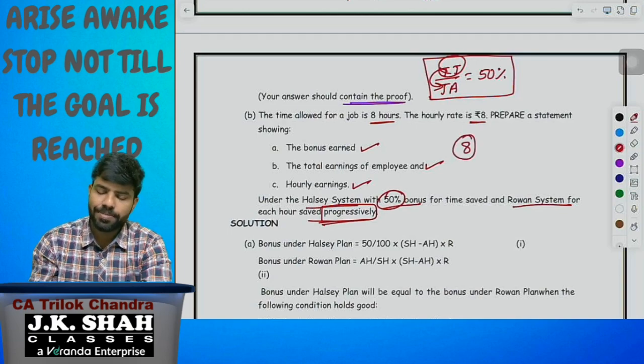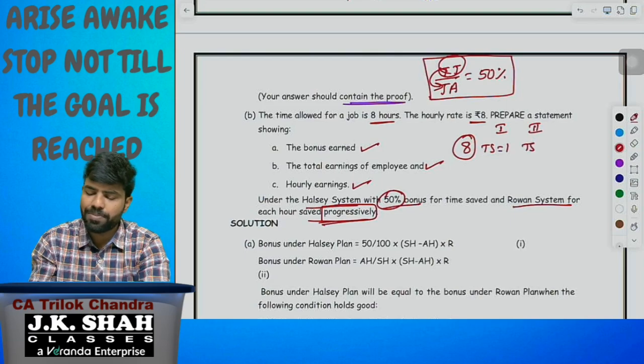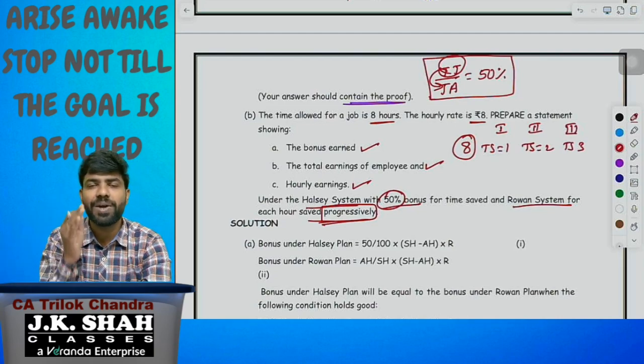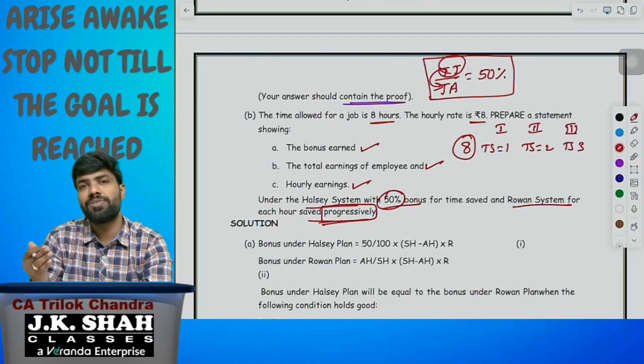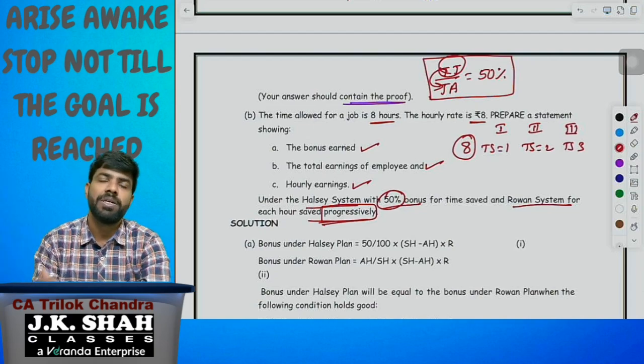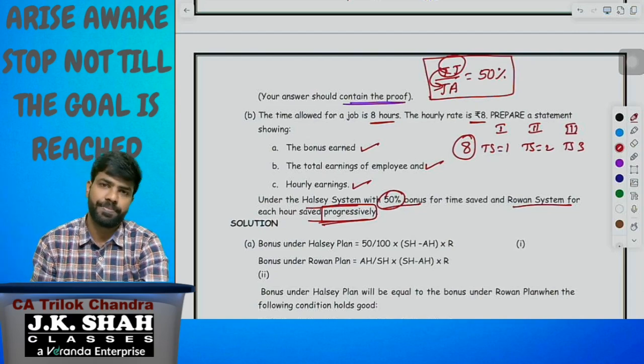Allowed is 8 hours. The first scenario, we take time saved equal to 1 hour. Second scenario, time saved equal to 2 hours. Third scenario, 3 hours. Like this, we take each hour saved progressively: 1 hour saved, 2 hours, 3 hours, 4, 5, 6, 7 hours saved. We cannot take 8 hours saved.